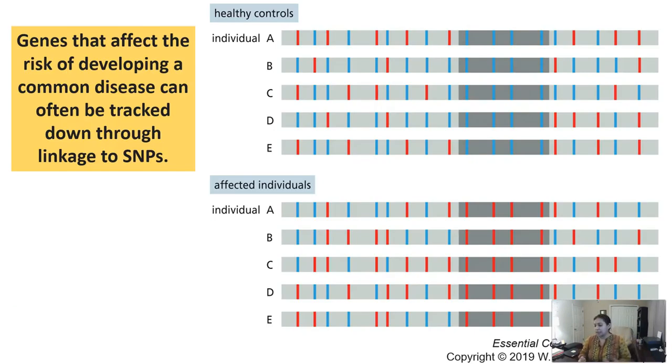So again, here's another example of doing that linkage through SNPs. Here you have some healthy controls and some affected individuals, and genes that are going to affect the risk of developing some common disease can often be tracked through linkage to SNPs, because many times these SNPs are going to be variable in the normal versus the affected individuals, and you can then walk up and down the chromosomes to look for mutated genes of interest.